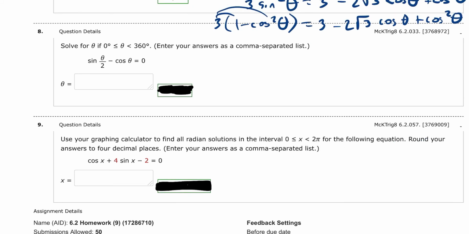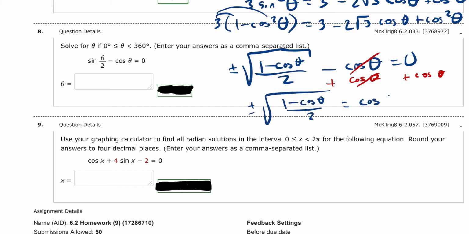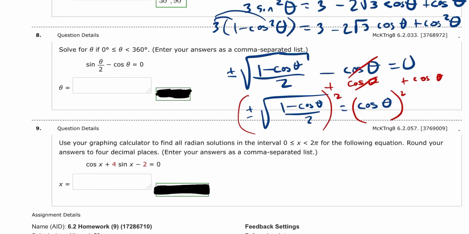All right, so here we have to use a half angle identity, which is plus minus the square root of 1 minus cosine theta over 2, minus cosine theta equals 0. Then we add cosine theta to both sides. We're going to have to square both sides of the equation again. Plus minus the square root of 1 minus cosine theta over 2 equals cosine theta. When you square both sides, that means we're going to have to check for extraneous solutions. The square and the square root will cancel. The plus minus goes away because whenever you square a number, it becomes positive. So you get 1 minus cosine theta over 2 equals cosine squared theta.